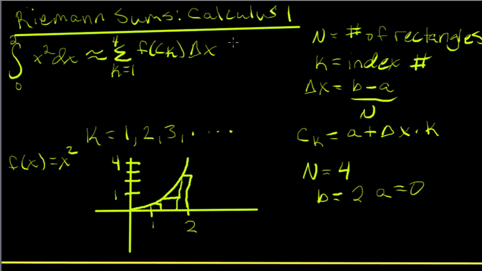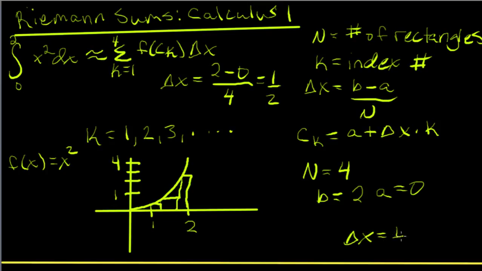Alright, so now we have to figure out what delta x and ck is. So we have delta x is b minus a over n. So we'll have 2 minus 0 over 4, since n is 4. So this is going to give us 1/2. So let's put this down here in the bottom so we can remember it.